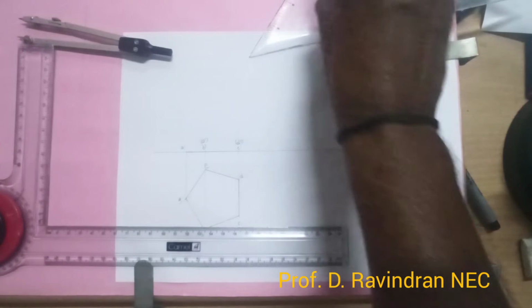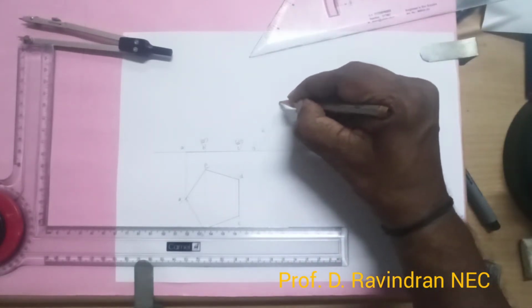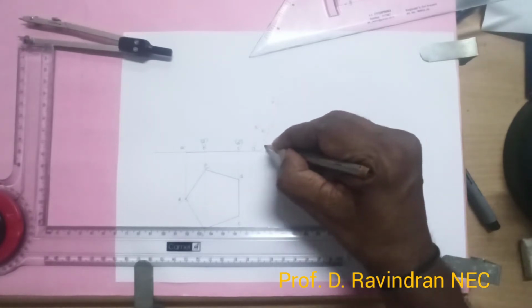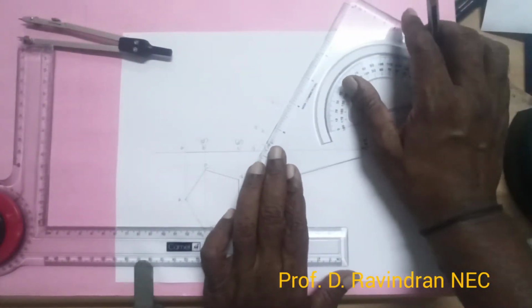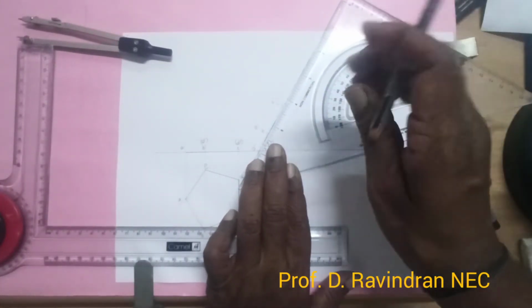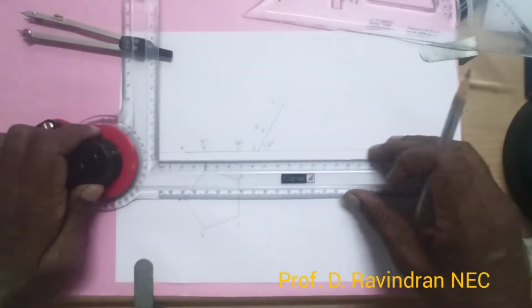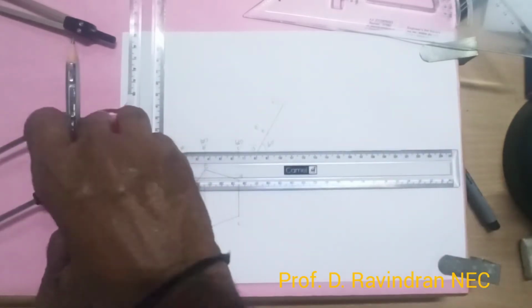Now you can just name this. It is going to be your A dash, B dash, C dash as well as D dash, and E dash. This inclination is 60 degrees. You can make this line darker. Now see, the line is parallel to the XY line.